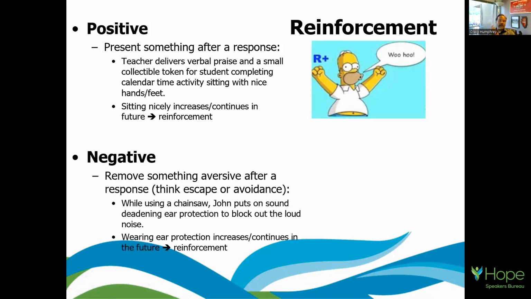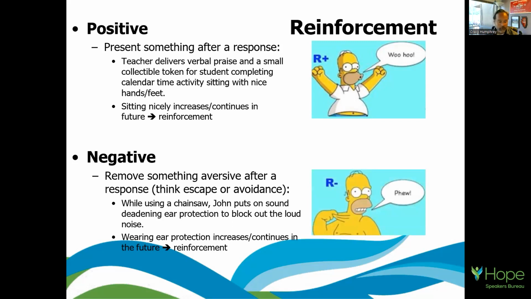Negative: removing something aversive after the response. So think escape or avoidance. When using a chainsaw, John puts on sound-deadening ear protection to block out the loud noise. Wearing ear protection increases and continues in the future. So if you see John putting in his protective earplugs or earphones when he uses the chainsaw in the future, his behavior is increasing. It's blocking out that aversive stimulus. When the behavior increases, that's going to be reinforcement, negative reinforcement. And again, you've got Homer here, sort of like he's avoiding something. So again, having a little fun.